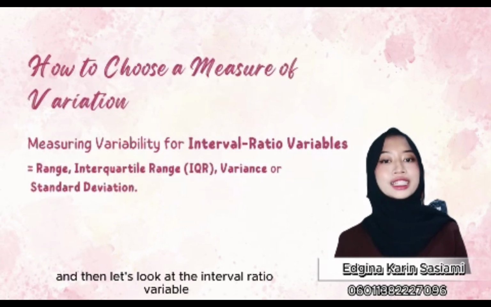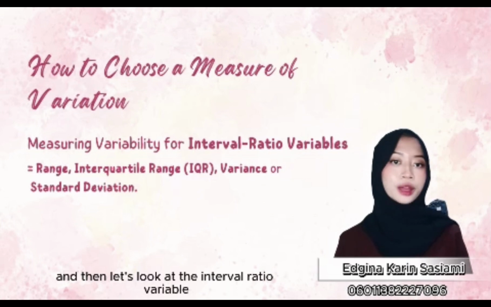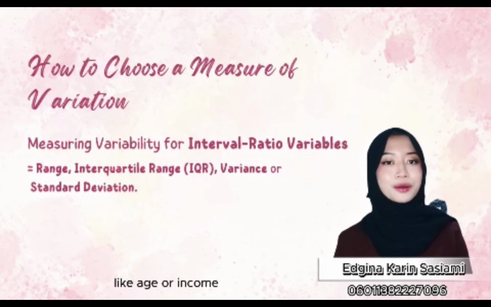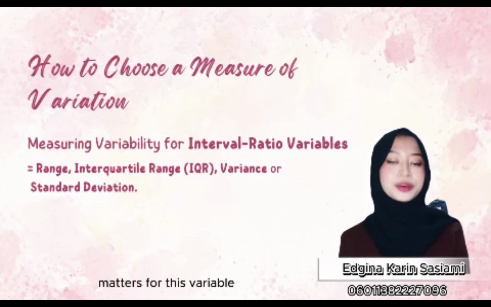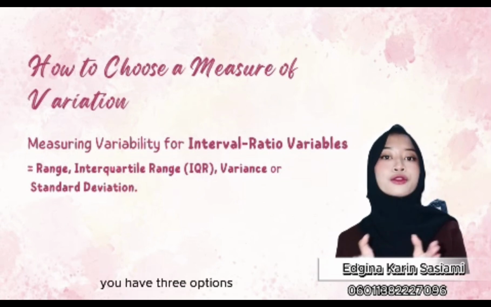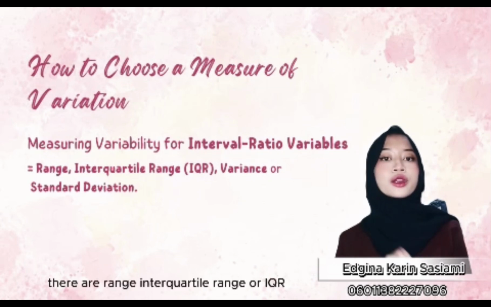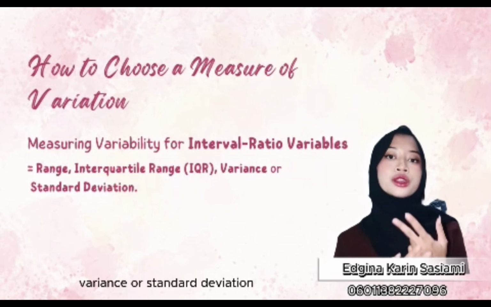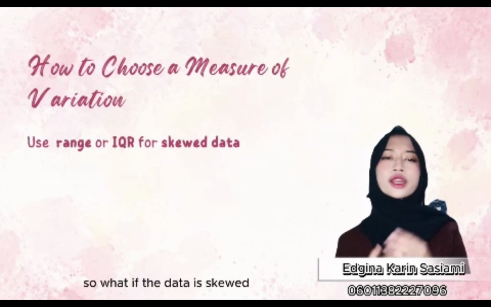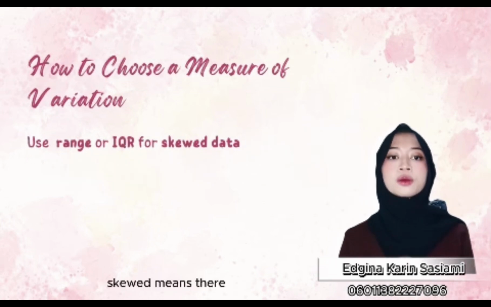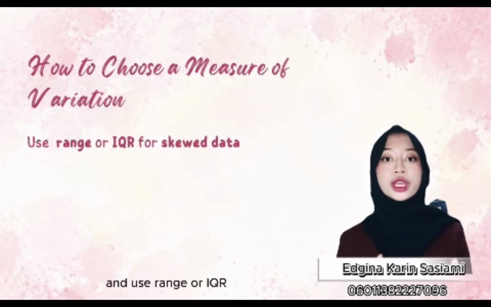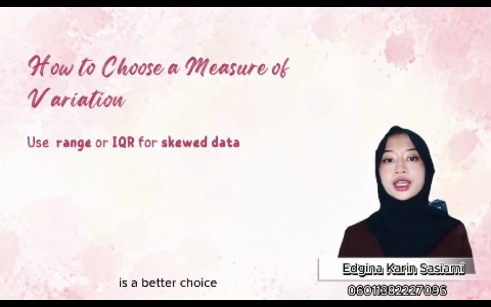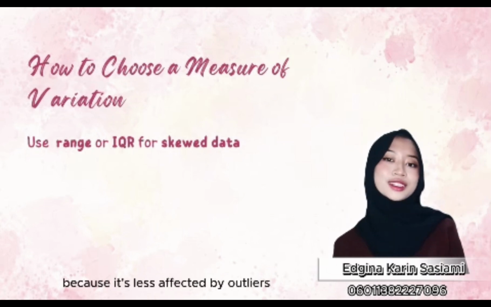And then, let's look at interval-ratio variables, like age or income, where both the order and the differences between values matter. For this variable, you have three options: range, interquartile range, or IQR, and variance or standard deviation. So, what if the data is skewed? Skewed means there's an extreme value that throws off the average. Using range or IQR is a better choice because it's less affected by outliers.